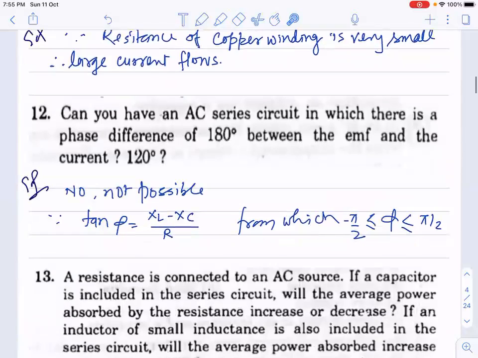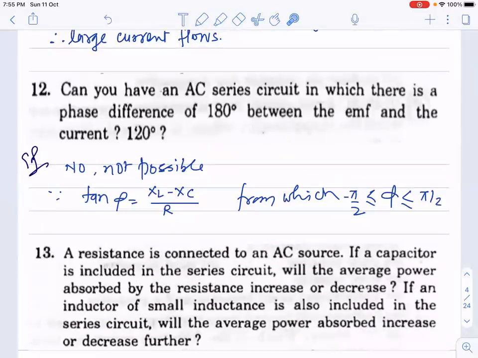All right. Can you have an AC series circuit in which there is a phase difference of 180 or 120 degrees between the EMF and current? No, not possible, because tan phi is XL minus XC by R, from which phi can be between minus pi by 2 to plus pi by 2 and equal to that. It can range within this, cannot go beyond this, from this relation.